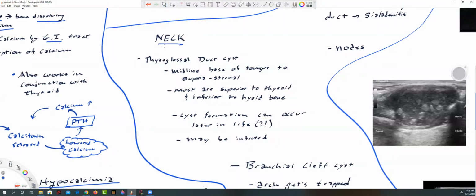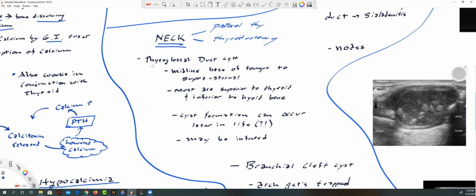The neck. Now, you could be looking at the neck simply because that's the protocol for thyroid, or thyroidectomy. They've had their thyroid removed, and if you're going back and looking at it, it's probably because they had it removed because of cancer. So anyways, neck.